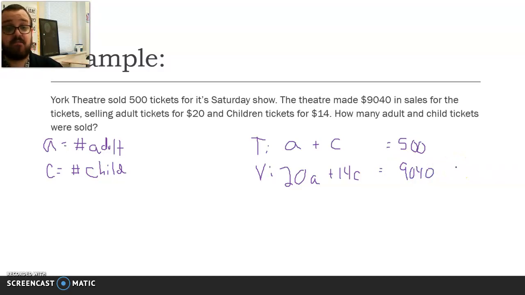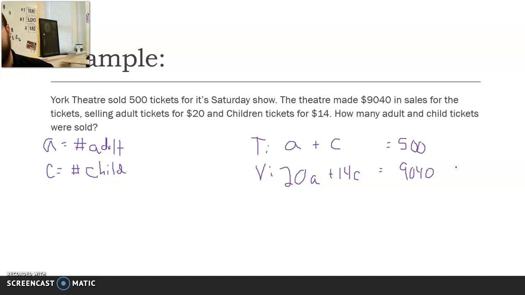Okay? So you can see, very, very similar setup to the last one, right? This is my total, how much I have of each thing. This is what they're worth. I multiply that by each of my variables and have it set equal to the value that's there. Now that I have these two, again, I can solve either way. I can use substitution, I use elimination, any way that I want to solve. Again, I think I'm going to use elimination for this one.